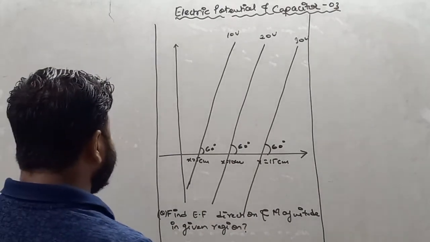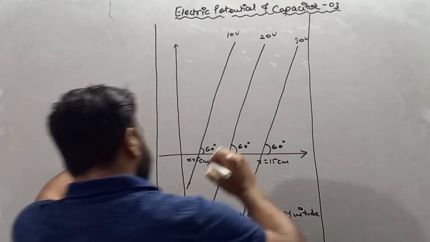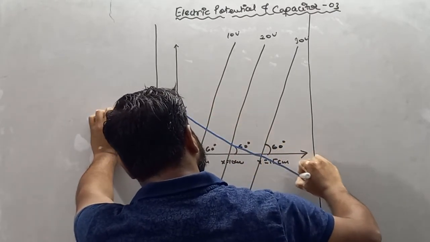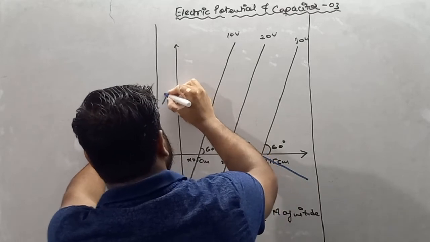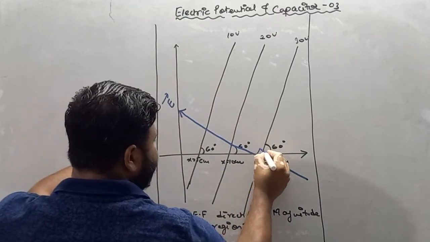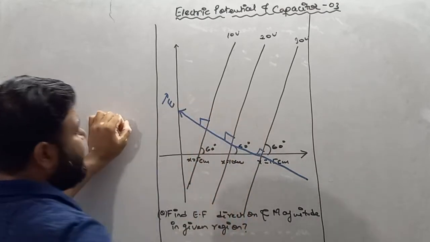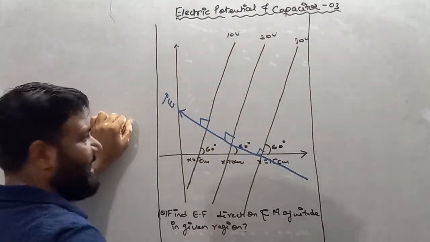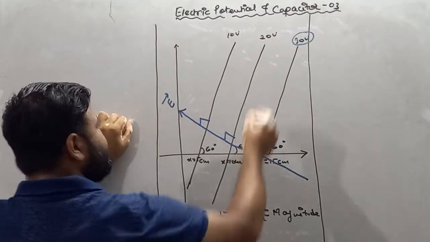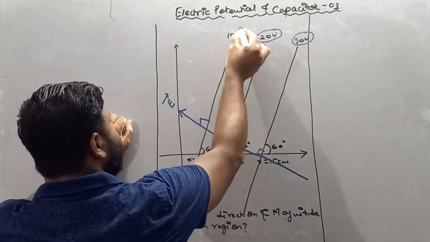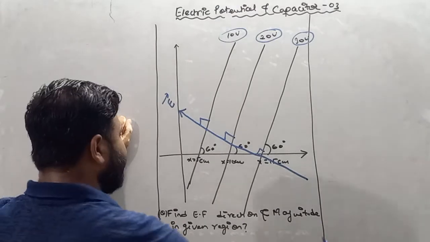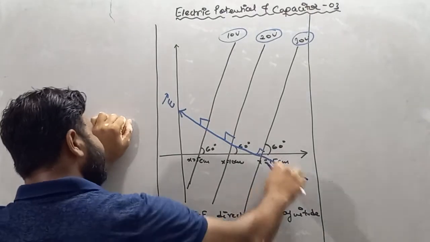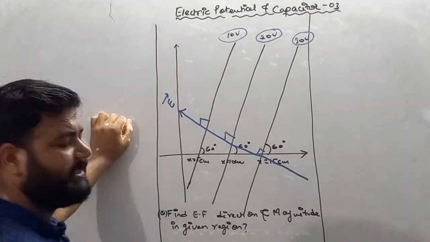So we have to make the direction of electric field, and it must be perpendicular to the equipotential surface. So this is the direction of electric field. See, my dear student, electric field at every point is perpendicular to the equipotential surface, and it is from higher potential to lower potential. This surface carries 30 volt potential, this surface carries 20 volt, and this surface carries 10 volt. So the direction of electric field is from higher potential to lower potential, and it is perpendicular to the equipotential surface.